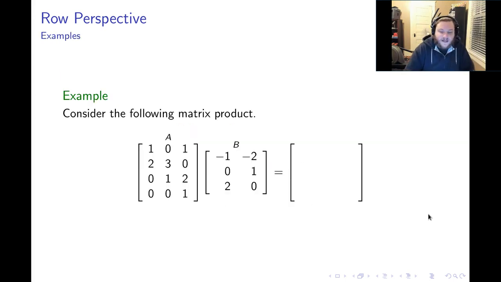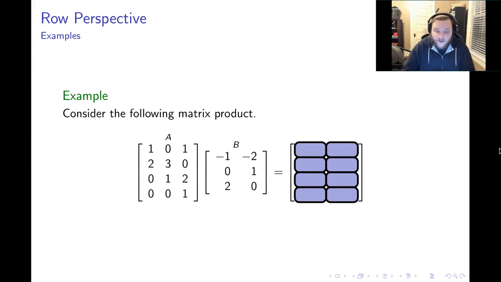So let's see how that works with an example. So here we're trying to multiply two matrices together. The matrix on the left is a 4 by 3 matrix, and the matrix on the right is a 3 by 2 matrix. We're certainly allowed to do this because the number of columns of the matrix on the left is the same as the number of rows of the matrix on the right. And so we can multiply these two matrices together.